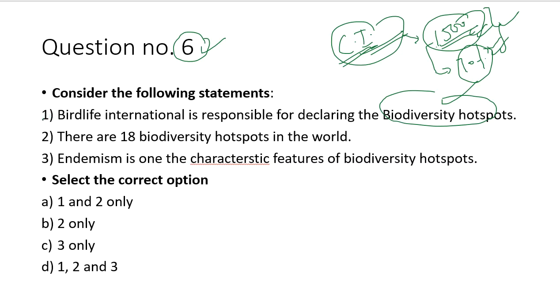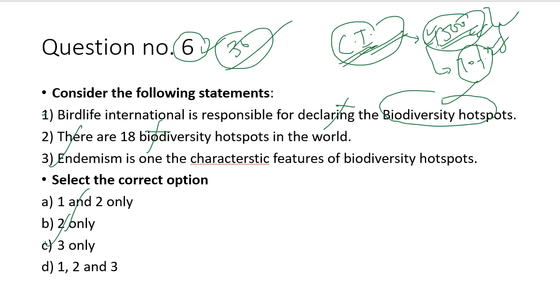India has 3 biodiversity hotspots, right? And in the whole world there are 36 biodiversity hotspots. So the first statement, BirdLife International is responsible for declaring the biodiversity hotspots, is wrong. It is Conservation International. The second one, there are 18 biodiversity hotspots, is again wrong; it is 36. Endemism is one characteristic feature of the biodiversity hotspot. I told you, 1500 endemic species of vascular plants. So endemism is yes one criterion. So the third is correct. So C is the correct option for this question, right?